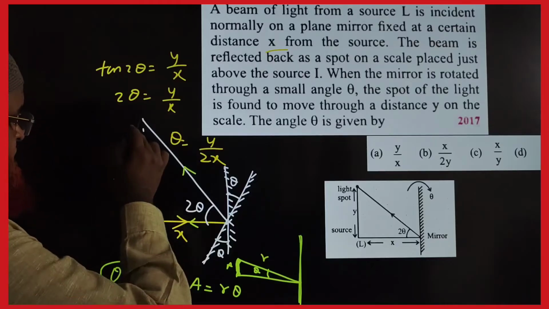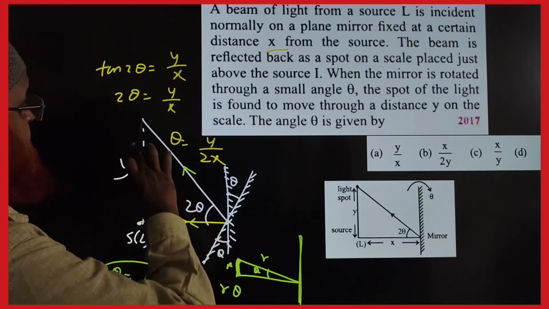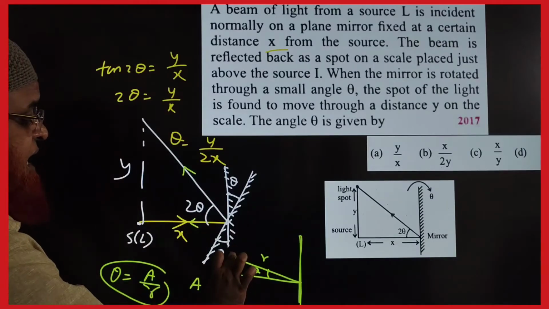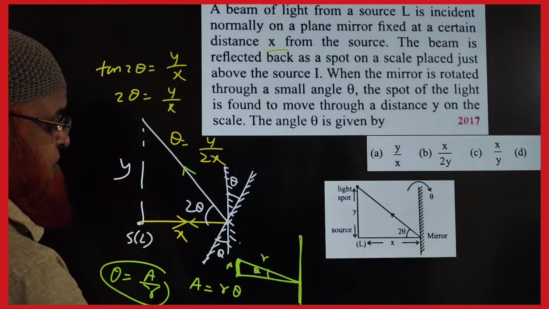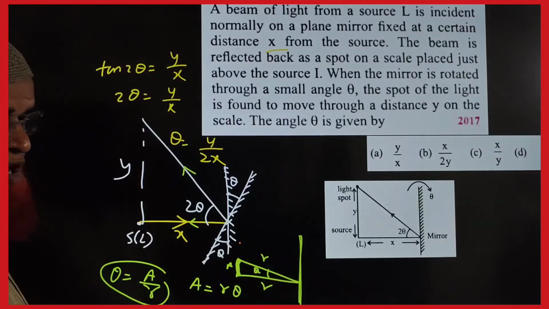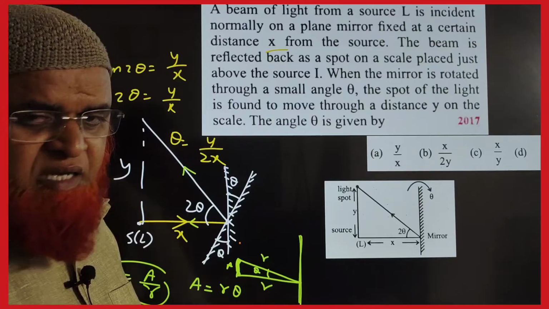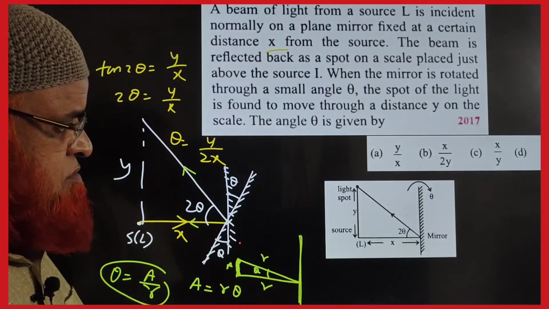So theta is equal to arc. Arc means opposite side. इसका opposite side ये हुआ. Adjacent side is nothing but this one. So a by r. इसका मतलब, for small angles, arc का मतलब radius. Radius everywhere is same. Is it understood now? Yes.